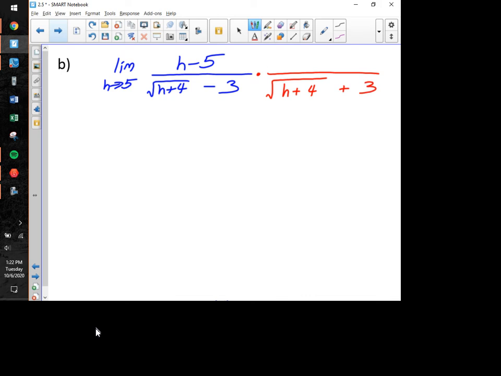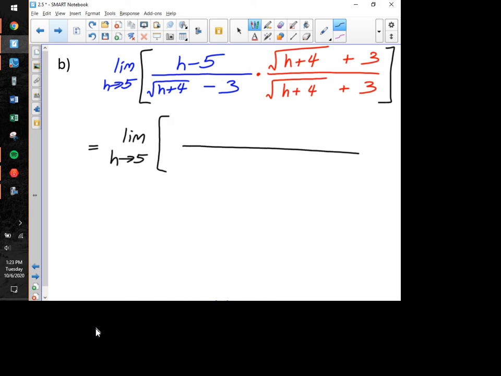And of course, we will do the exact same thing in the numerator, square root of h plus 4 and a plus 3. And again, what we've really done is put brackets around all of this. Okay, so where are we, guys? It's now a limit as h approaches 5 of, the numerator is the ugly part right now. I am not going to waste my time trying to simplify that, so I'm going to leave it as h minus 5 times the square root of h plus 4 plus 3.